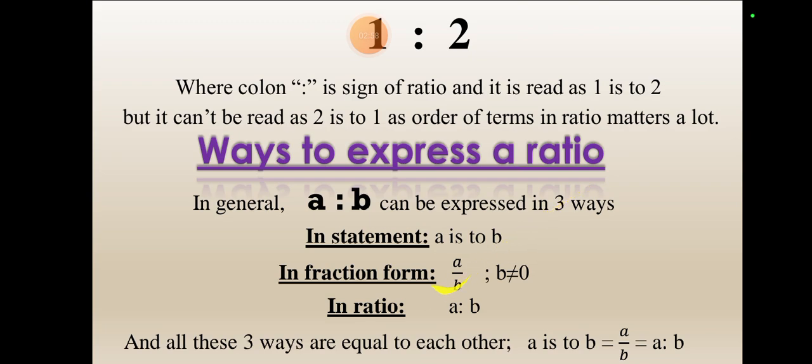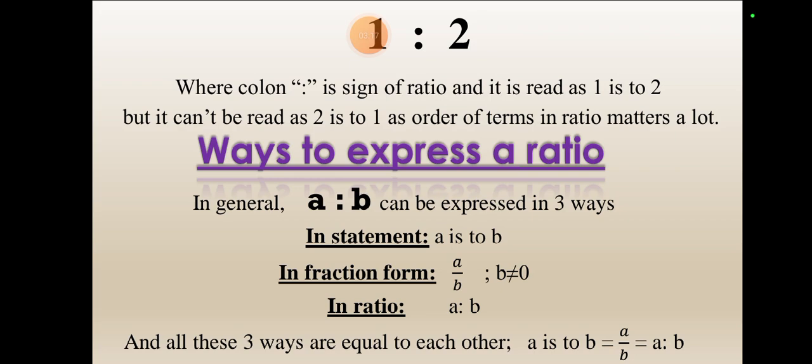Okay, then in 1 ratio 2, the colon, this double dot, is the sign of ratio, and it is read as 1:2. It can't be read as 2:1, as the order of the terms matters a lot. If it is 1:2, I can't say 2:1 because the order matters a lot.